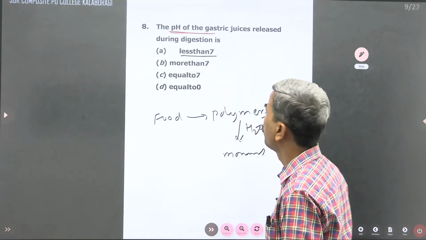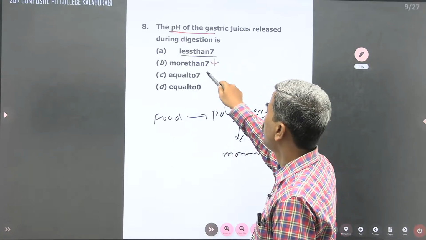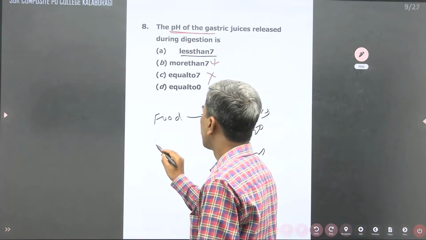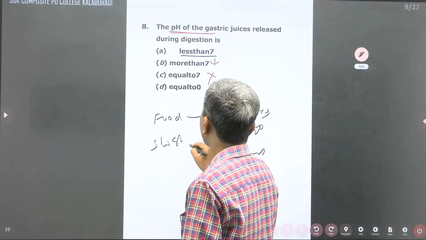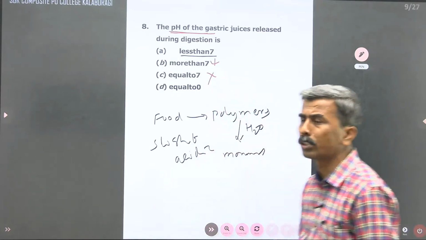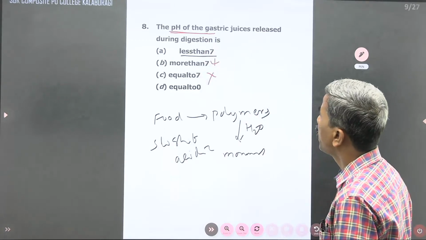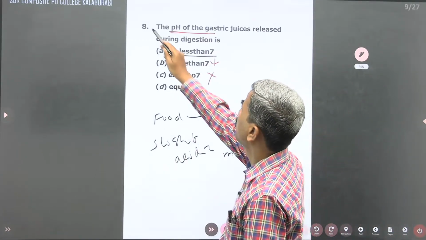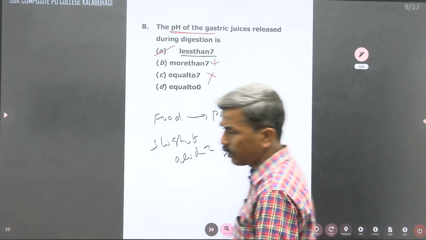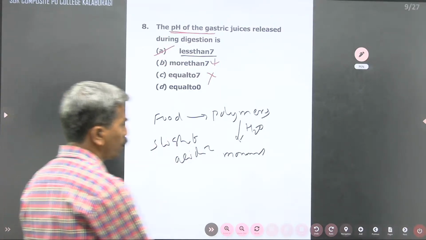It must be less than 7, because under basic conditions it will not work, and in neutral conditions also it is not going to work. So it requires slightly acidic, not highly acidic. That you are supposed to remember. Slightly acidic means it is going to be less than 7. So based on that, for question number 8, A is the correct option. Now moving to the next question, number 9.